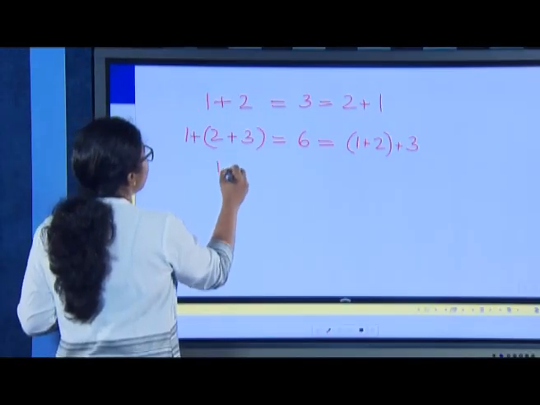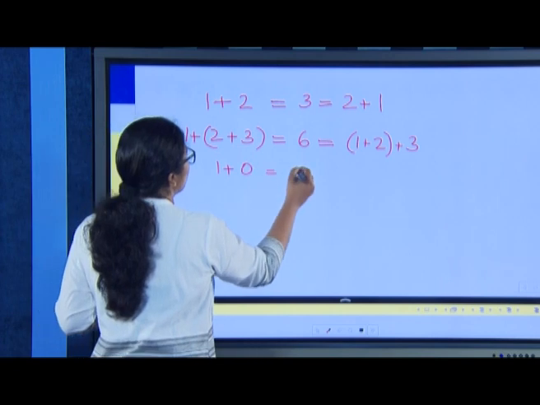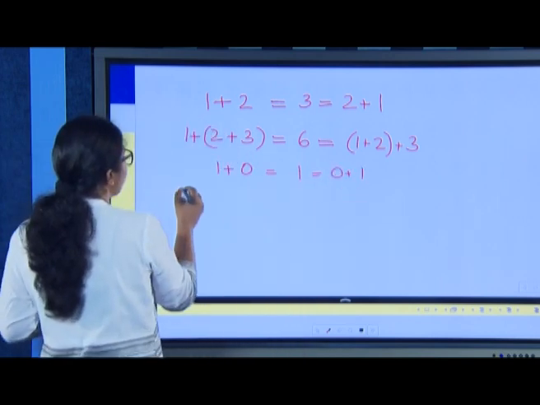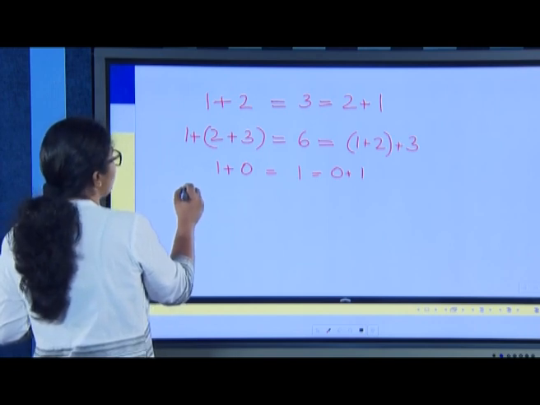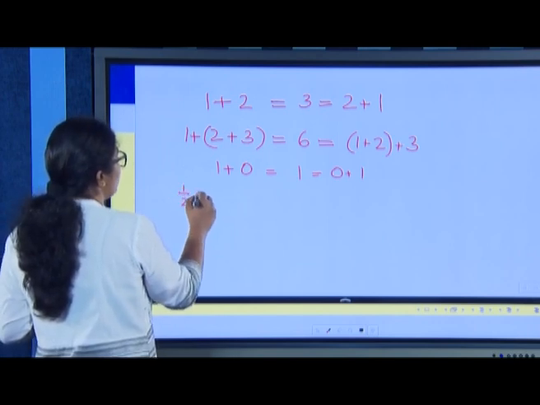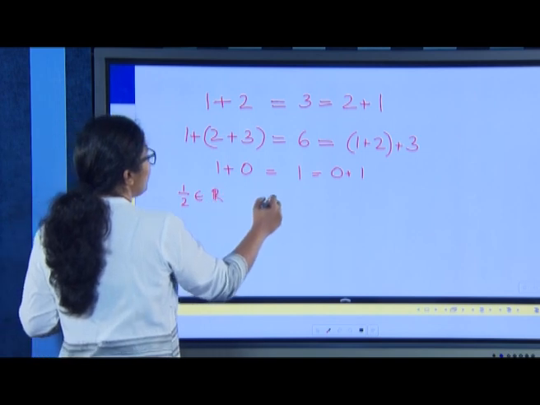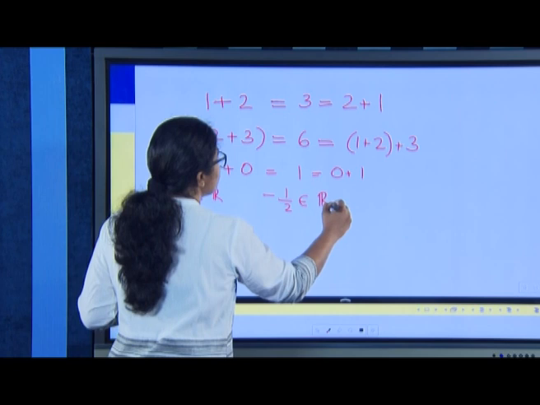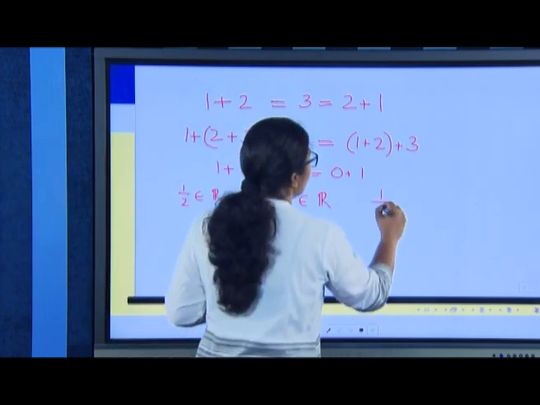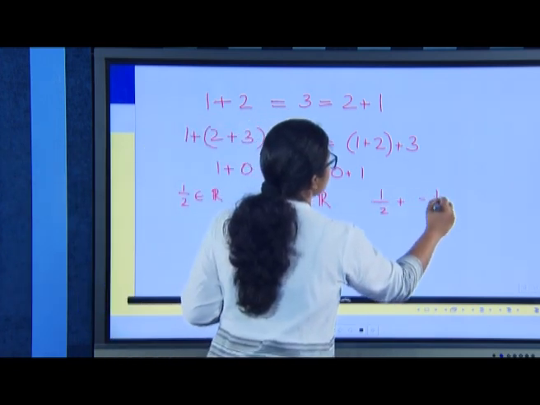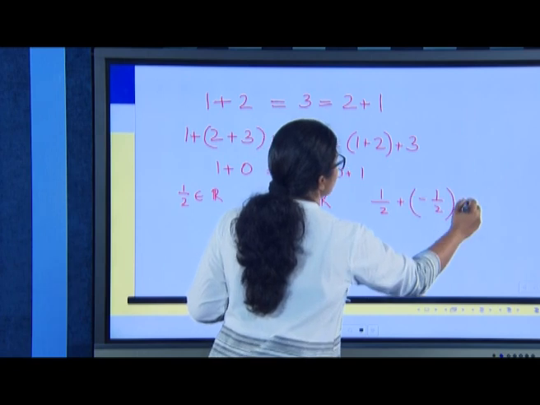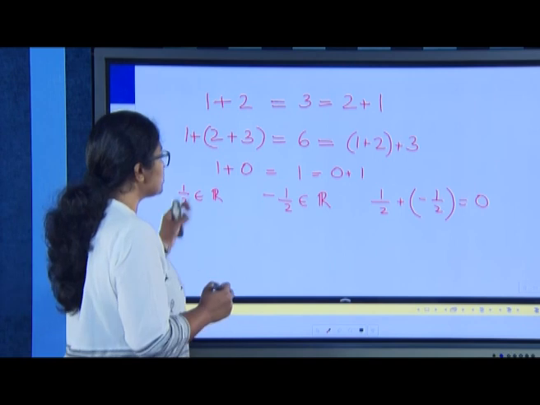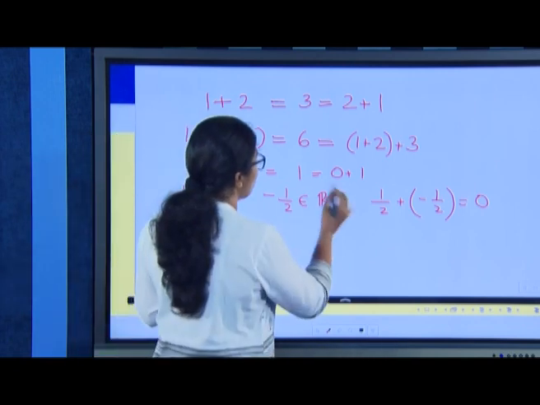Then we have 1 plus 0 is equal to 1 is equal to 0 plus 1, and for every real number a, say half belongs to R, we know, therefore, that there exists a minus half belonging to R, such that half plus minus half is equal to 0 is equal to minus half plus half as well. So, this holds for every real number. I am giving only examples.